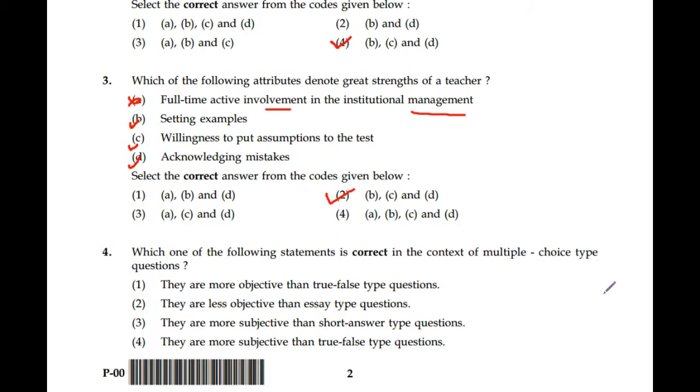Now question number 4. Which one of the following statements is correct in the context of multiple choice type questions? So it is talking about MCQ. They are more objective than true false type questions. They are less objective than essay type questions. They are more subjective than short answer type questions. They are more subjective than true false type. So correct option is 1.